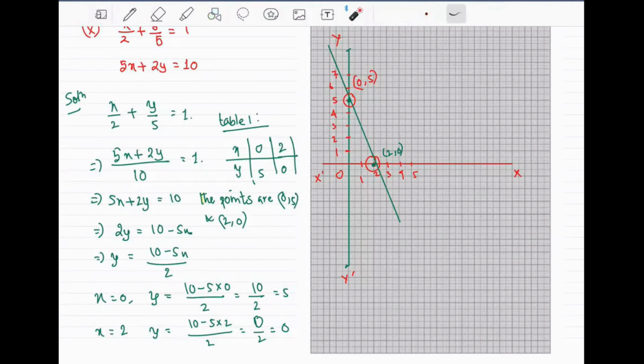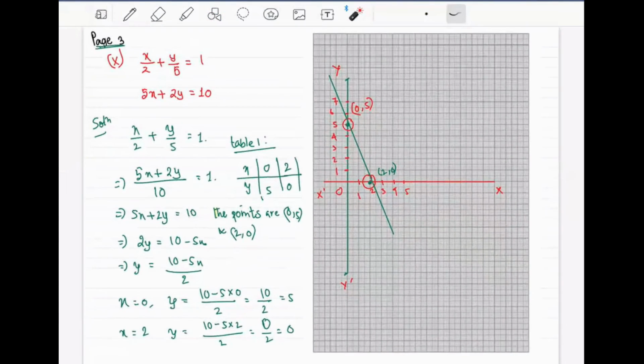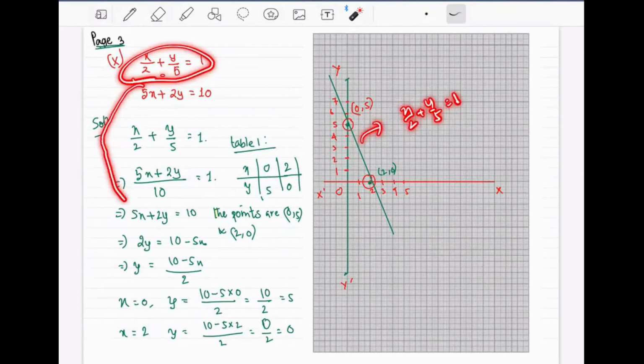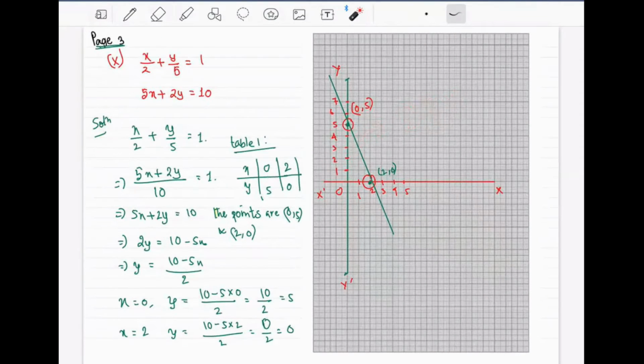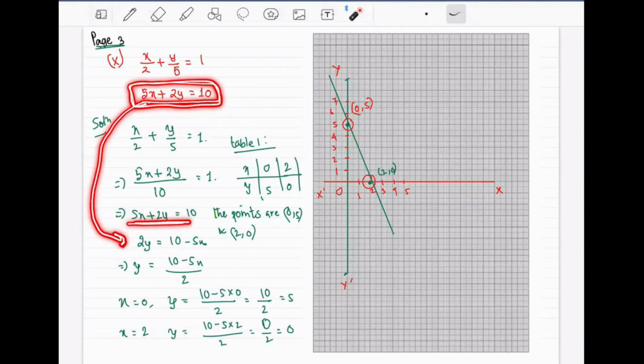This is for which equation? We take the first equation, x by 2 plus y by 5 is equal to 1. So this graph will be x by 2 plus y by 5 is equal to 1. But we change this into 5x plus 2y is equal to 10 for convenience purposes. And if I take up the next one, 5x plus 2y is equal to 10, right? So I can start from here. 5x plus 2y is equal to 10 because it is the same as the previous one. Just need a little bit of rearrangement. You will get the same. You can put the same values and the same table.